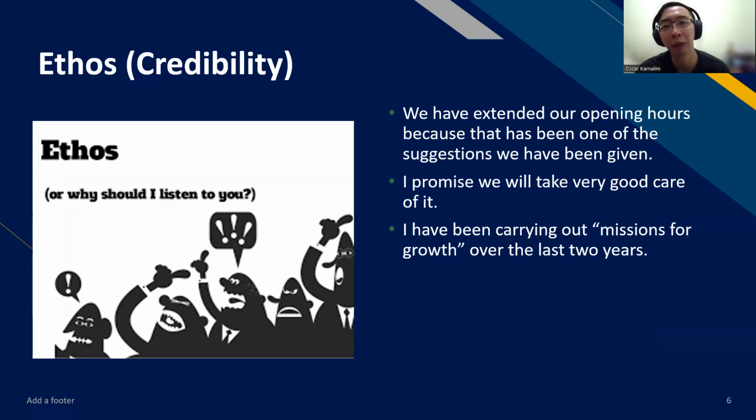So for example, we have extended our opening hours because that has been one of the suggestions we have been given. So it means that we consider users' and customers' feedback. And then we can also say, I promise we will take very good care of it, or I've been carrying out missions for growth over the last 2 years. So we need to persuade by saying that we have credibility to do the work, to provide the service, or to offer the product or whatever.